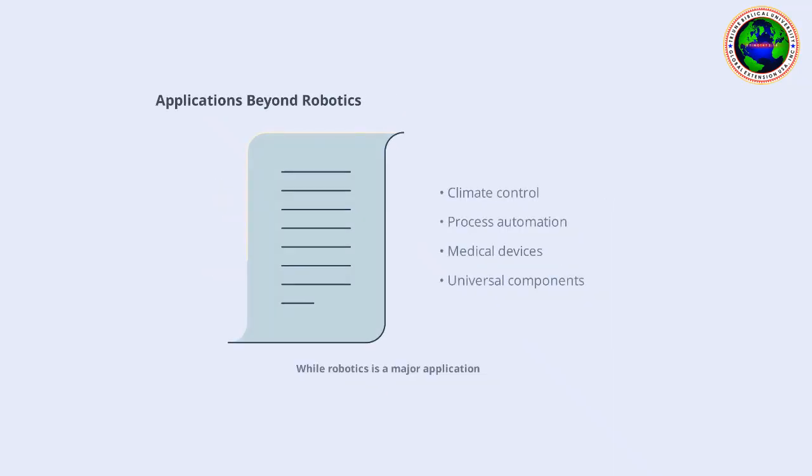While robotics is a major application, control systems are used in many other areas. Examples include climate control in buildings, process automation in factories, and even medical devices. The same core components, sensors, controllers, actuators, and plants are found in all these systems.